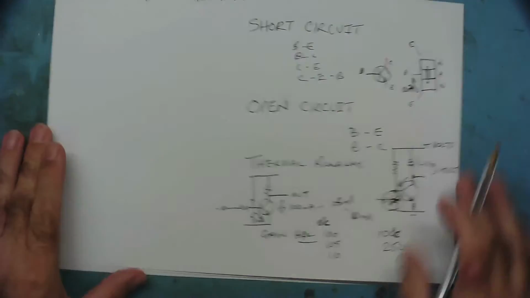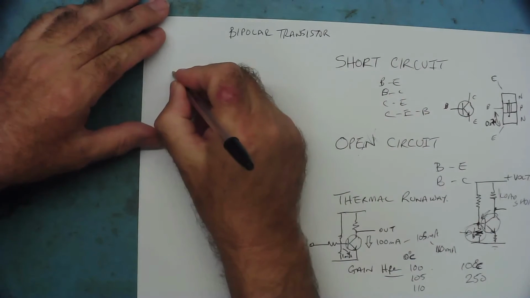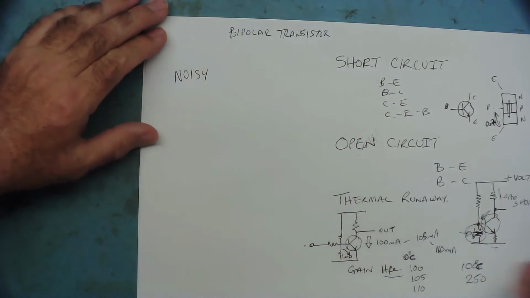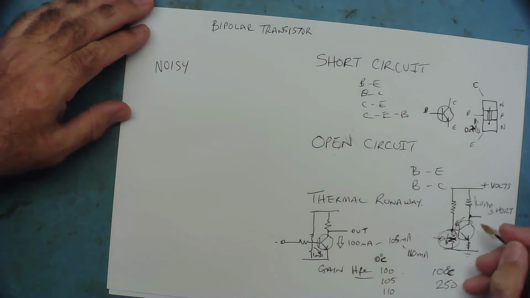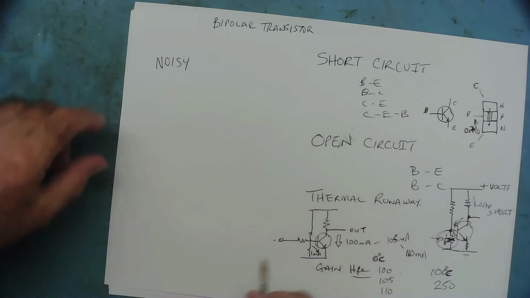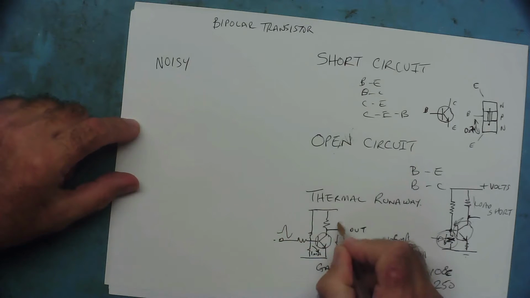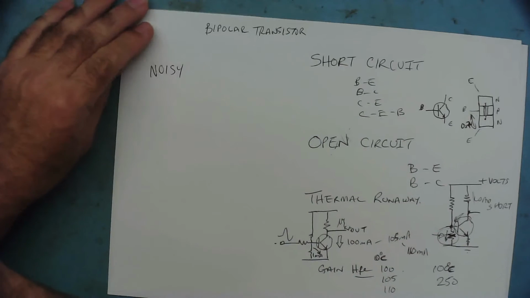So that's another way. Now then, how else can a transistor fail? It can become noisy. This is basically where, due to an internal connection making and breaking, or something internal happening, you get a signal coming in here, which is a nice signal, but the signal coming out is all noisy. Yeah, you can get that sort of failure on a transistor.